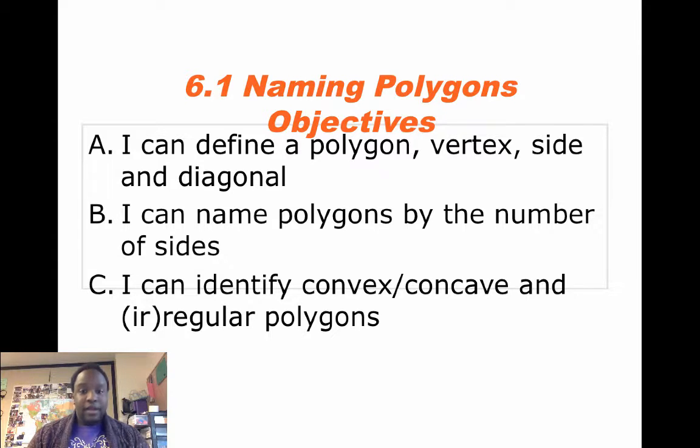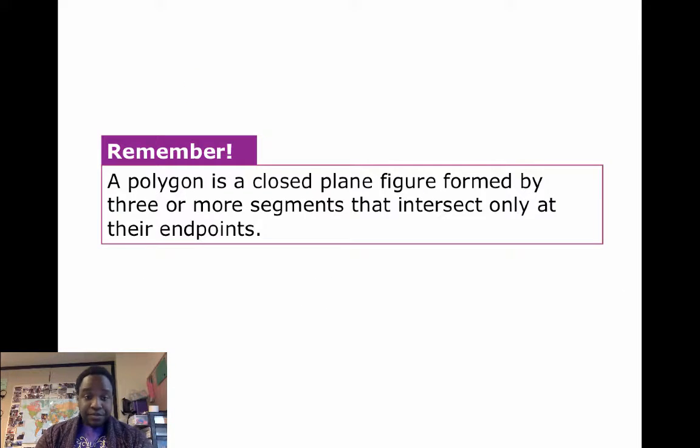And so the 3 objectives are: I can define a polygon, vertex, side, and diagonal. Next is I can name polygons by the number of sides, and I can identify convex and concave, as well as irregular and regular polygons. Okay, so let's get started. So remember, a polygon is a closed plane figure formed by 3 or more segments that intersect only at their endpoints. So that means no rounded edges. You can't have 2 segments that overlap each other.